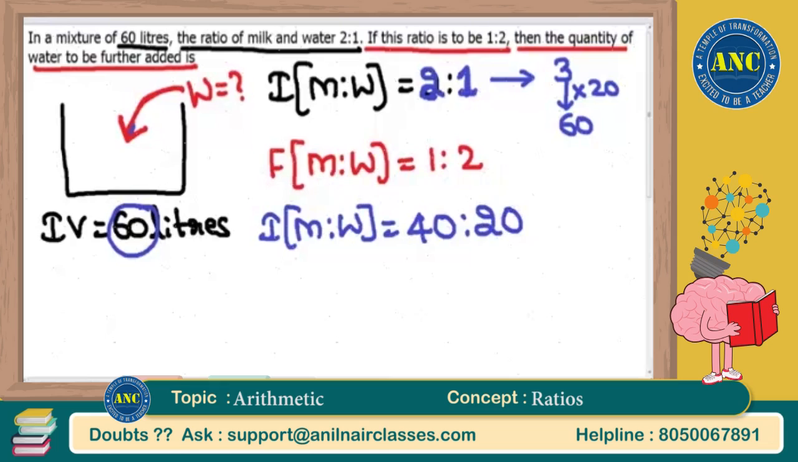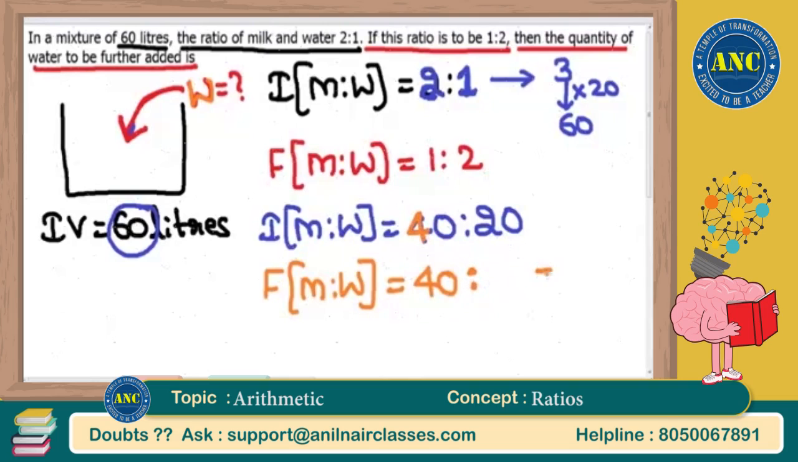Now see here, sir. Can I say that I want to convert this 2:1 ratio to 1:2 ratio by adding some water? That means, please understand carefully, I am adding only water. I am not adding any milk into the vessel. Because I am not adding any milk into the vessel, milk parameter will not change. Whatever milk which was present initially, finally also same milk will be present, because I never added milk into the vessel again. I am adding only water. That means 40 is still there as 40 itself.